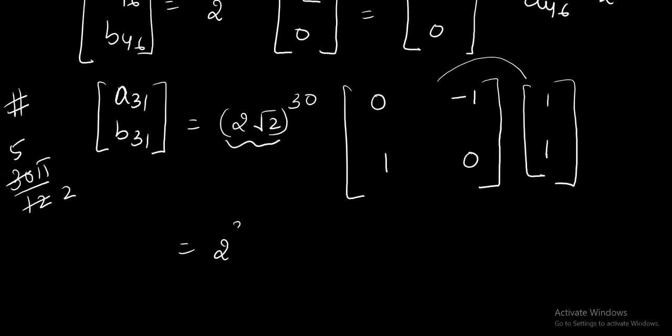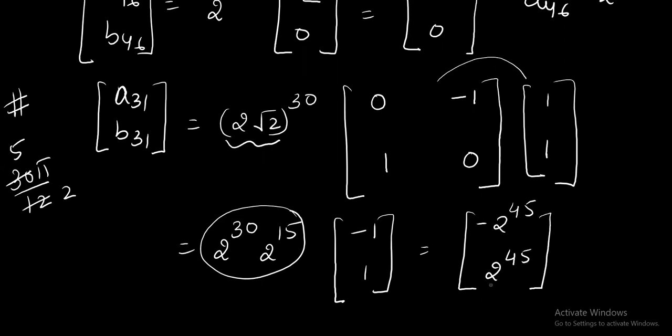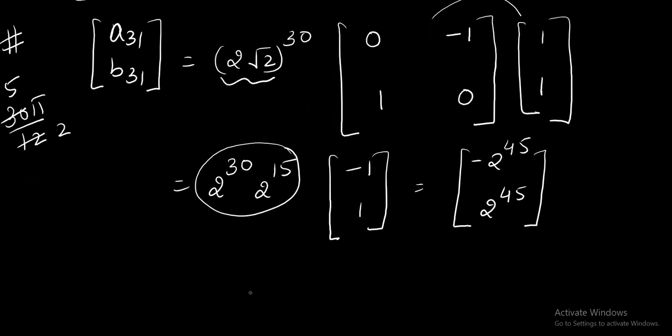This will give me 2 raised to the power 30, and root 2 power 30 means 2 power 15. Taking the product of two matrices gives me first row, first column, second row, first column. Ultimately, when we shift this number inside the matrix, what we are getting is 2 power 45 with a negative sign here. And here it is 2 raised to the power 45. Comparing both sides, we are getting the value of B31 as 2 power 45.